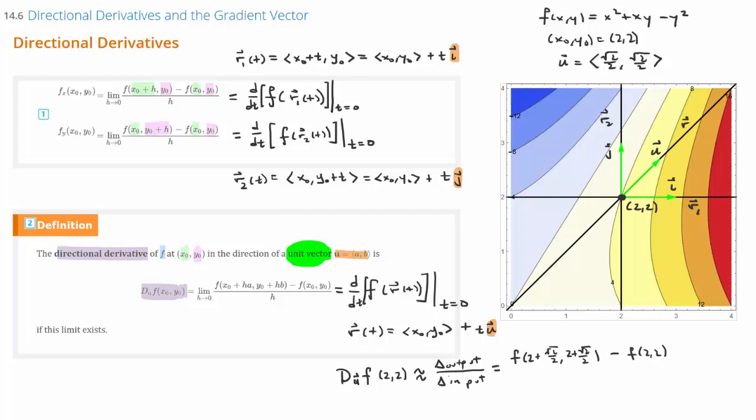So if I take the difference, this is my change in output. As for my change in input, I traveled 1 unit in the u direction, so I'll think of my change in input as 1. If you plug this into a calculator and evaluate, you'll get approximately 3.3. A little bit later, we'll compute this directional derivative exactly, so keep this number in mind and we'll compare how close we got.